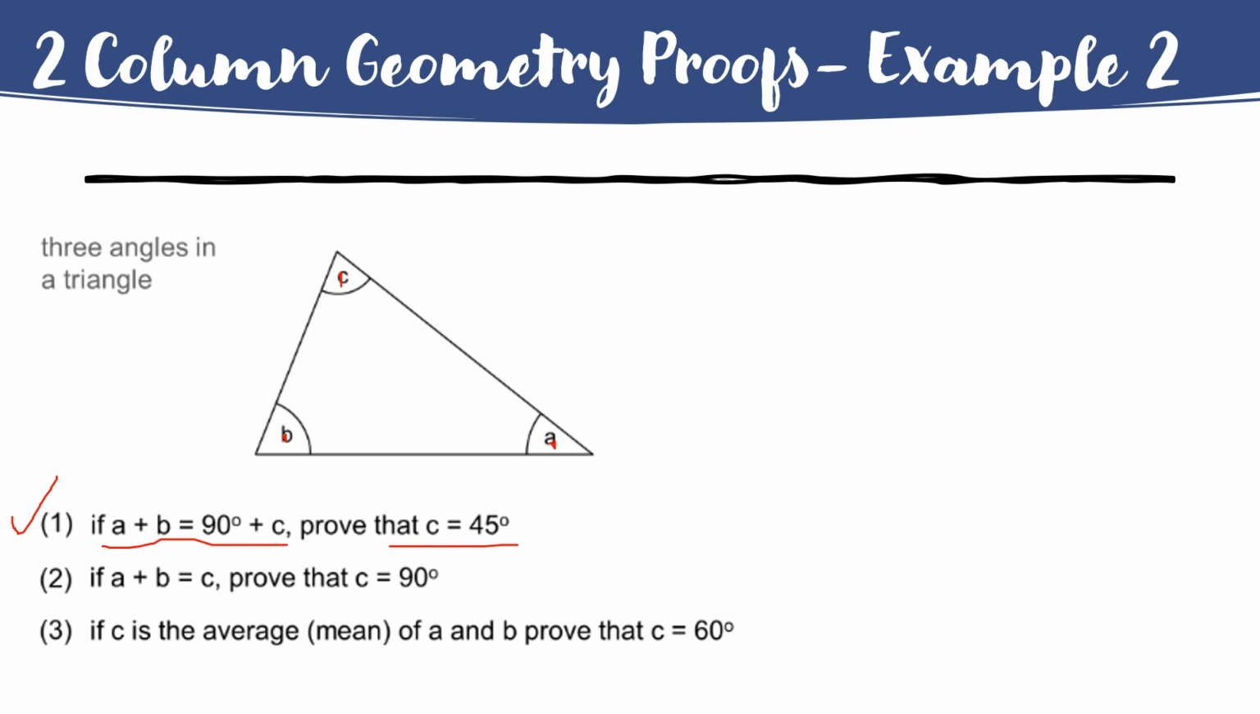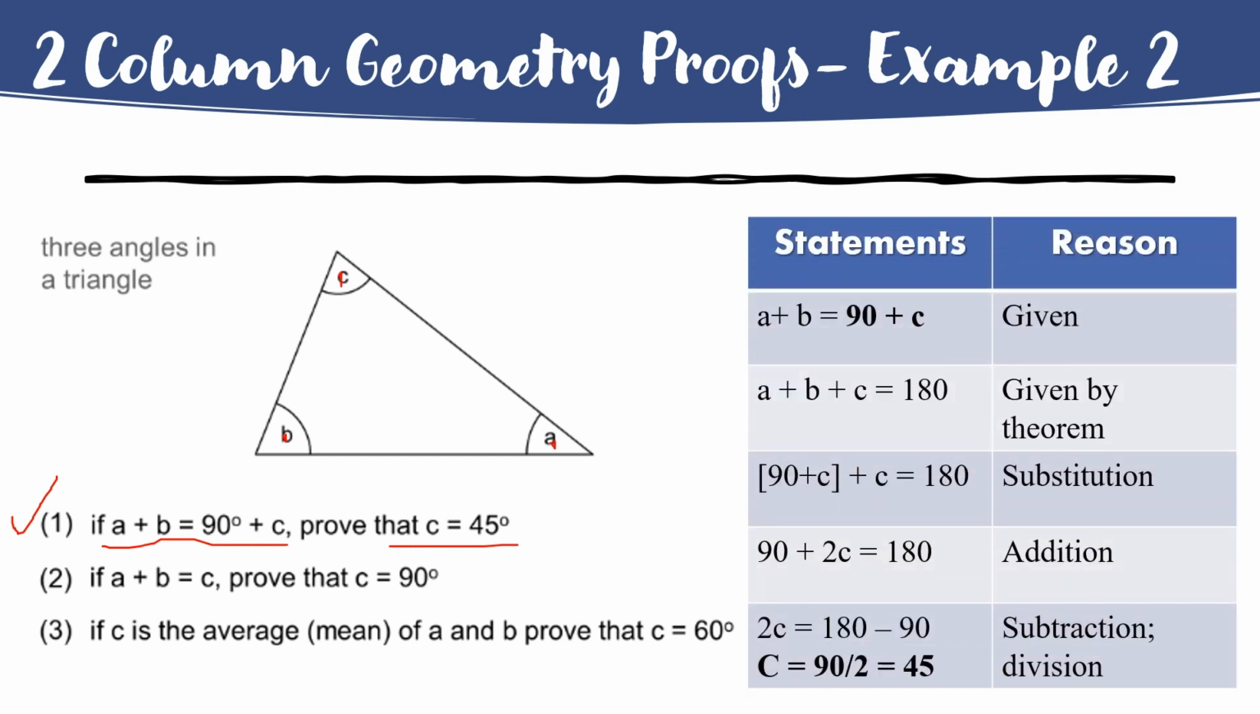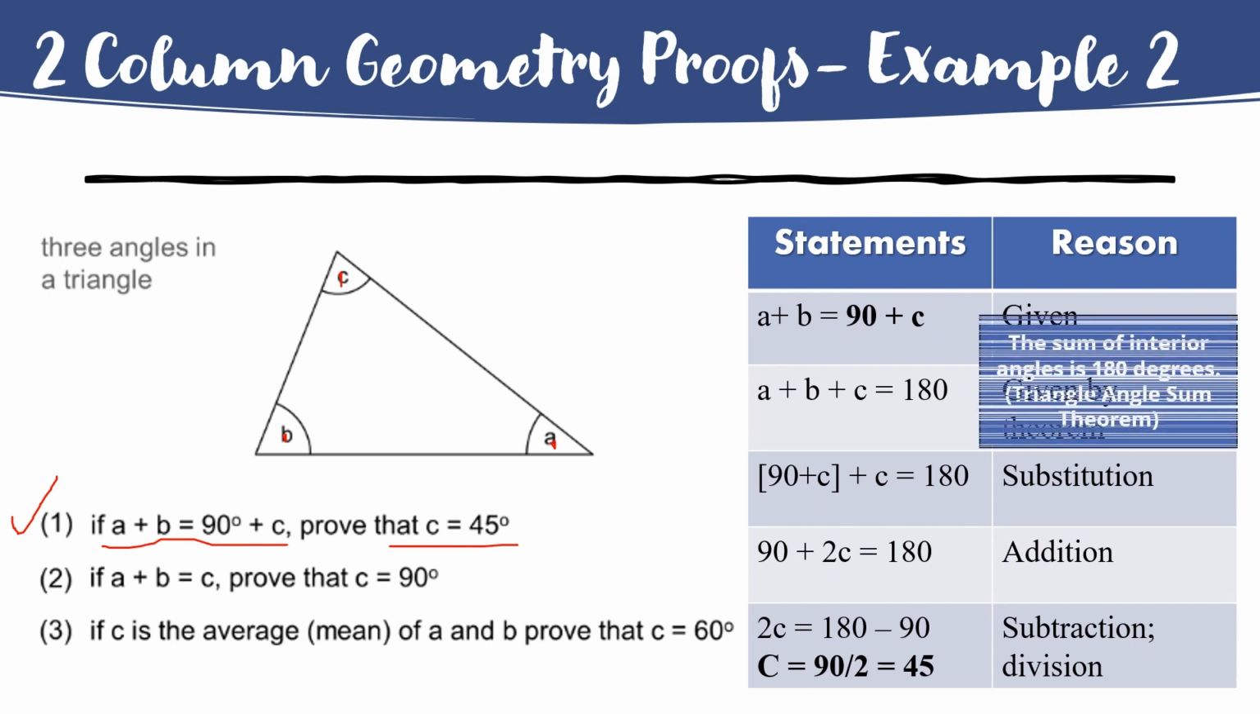And the way we'll do that is we're going to look at what's given to us. First, we know that A plus B equals 90 plus C because they told us, so that's a given. We also know that A plus B plus C equals 180 because of the triangle angle sum theorem, which says that all the angles of a triangle equal 180 degrees. So that's another given. And that's one of those formulas you need to remember in order to be successful in geometry. Very easy. A plus B plus C equals 180 degrees.